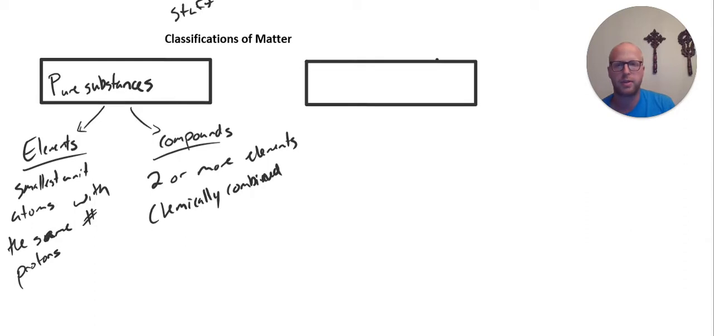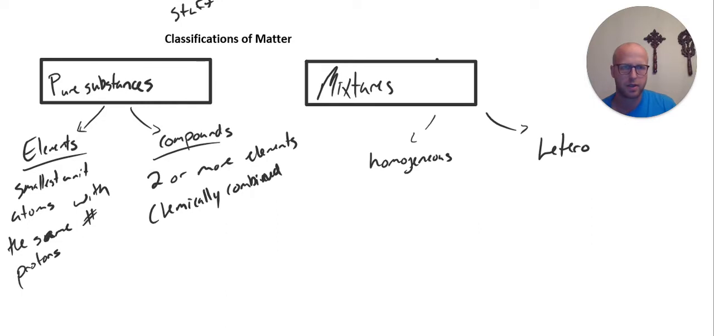So other than pure substances, the other large classification is mixtures. And under mixtures, we're going to have two classifications. You're going to have homogeneous and heterogeneous mixtures. A homogeneous mixture is the same throughout. Okay, so with a homogeneous mixture you can't tell one part of it from the other.